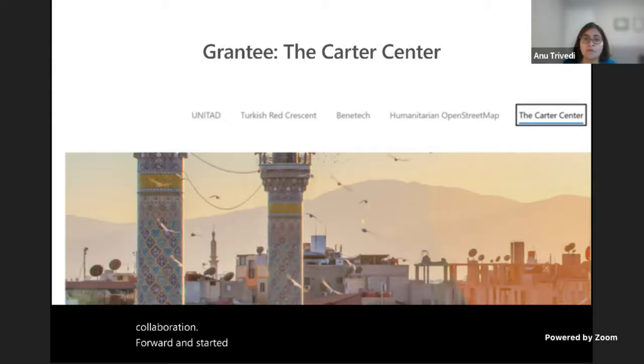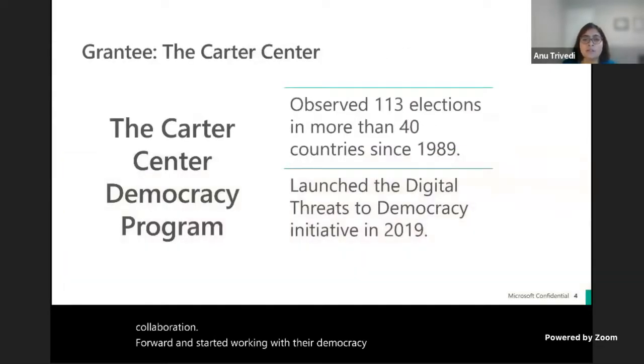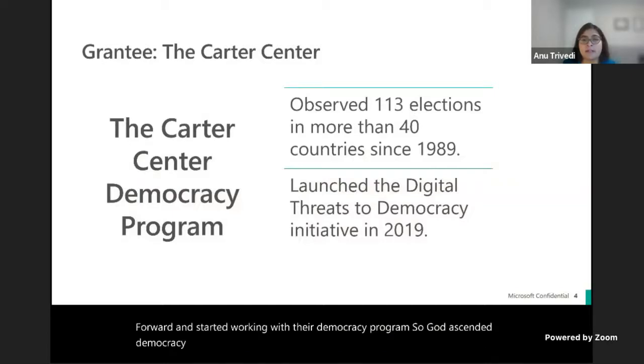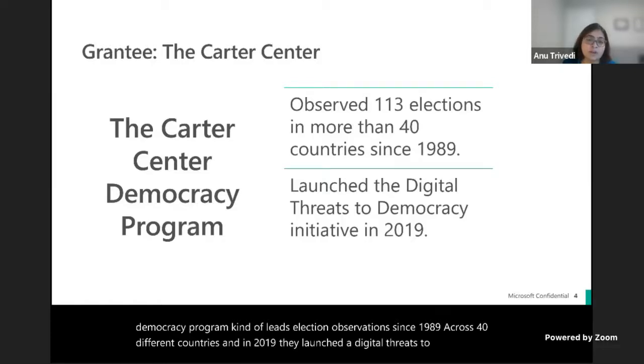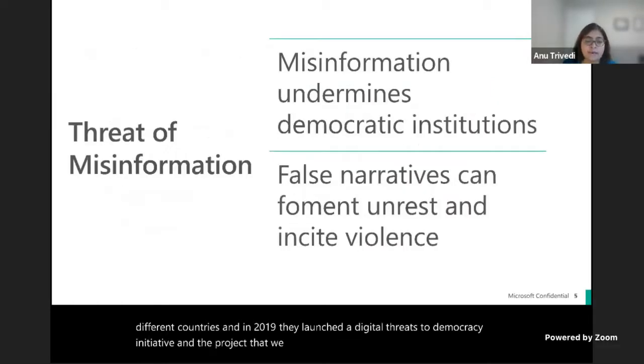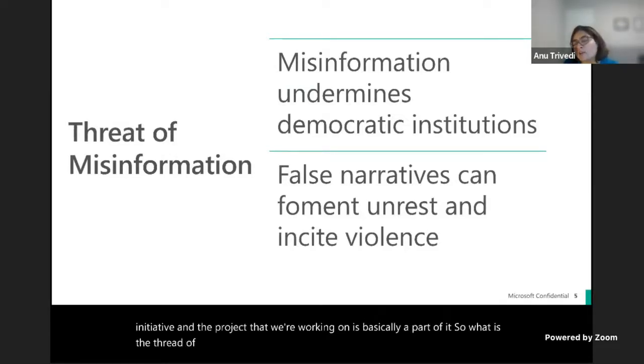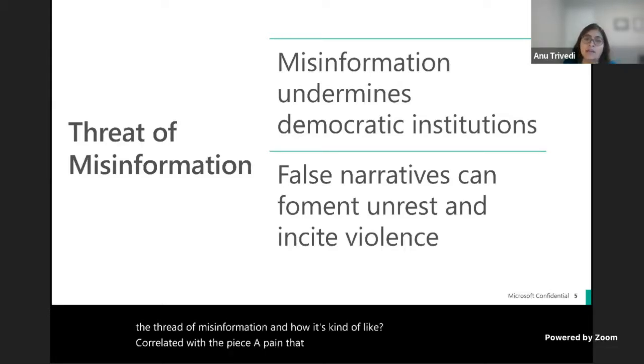We started working with their Democracy Program. The Carter Center Democracy Program has led election observations since 1989 across 40 different countries. And in 2019, they launched the Digital Threats to Democracy Initiative, and the project that we are working on is a part of it. So what is the threat of misinformation, and how is it correlated with the peace theme that we're talking about today?